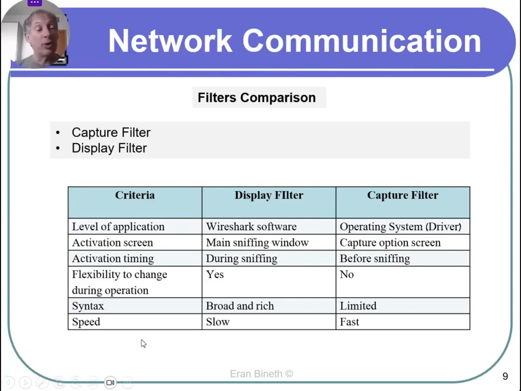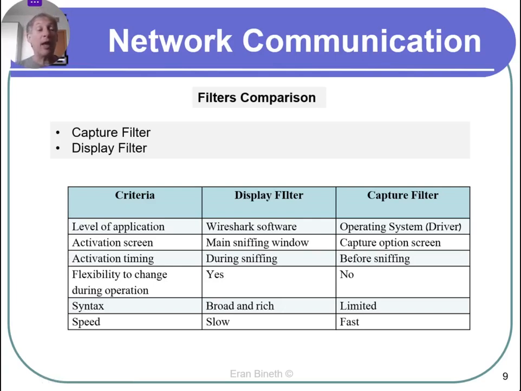The speed, of course, has its merits and downsides. The display filter is done by the program, by the application, and is therefore a bit slower, while the capture filter is done by the hardware on the NIC, and it's fast. We need to understand what is our objective. Do we want to block several packets?